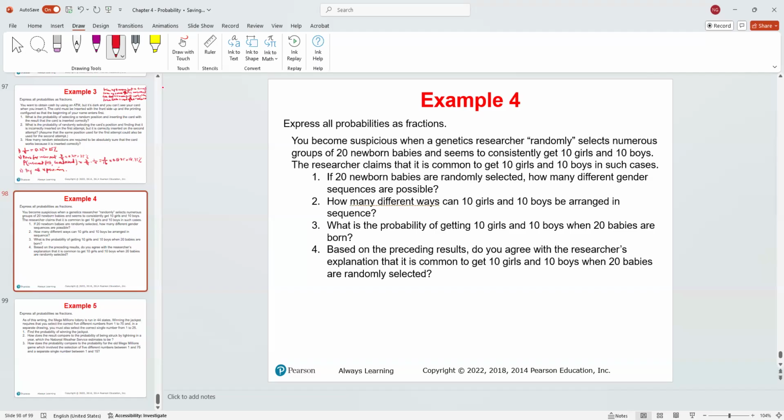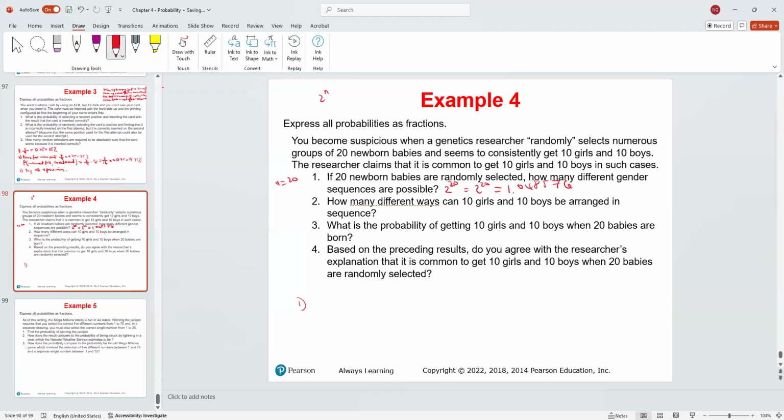So how many different gender sequences are possible for 20 babies? It's 2 to the power n, right? What is n? n is 20. So it's 2 to the power 20. If you do 2 to the power 20 on a calculator, it should give you 1,048,576. So that's the first answer.